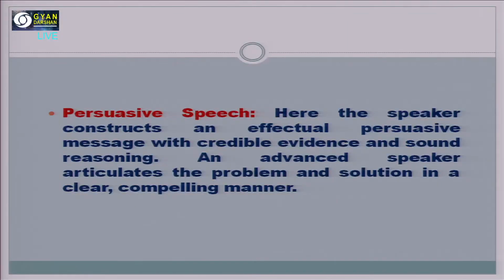Then we have another type of speech which is called persuasive speech. Here the speaker constructs an effectual persuasive message with credible evidence and sound reasoning.